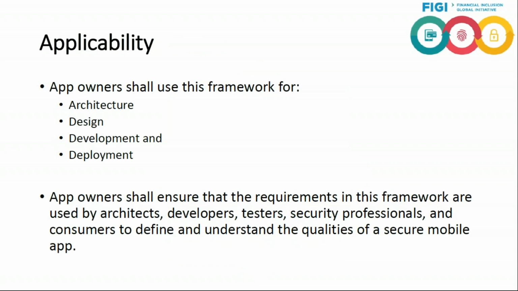So this is applicable to the whole value chain, from the architecture to the design, development, and deployment of mobile apps. Because our addressees are banks or regulated entities, we call them app owners. Maybe they are getting their apps developed by some third-party developers, maybe they are developing those apps in-house, or maybe they are purchasing off-the-shelf apps. But at the end of the day, our target audience is the app owners, which are regulated by us.